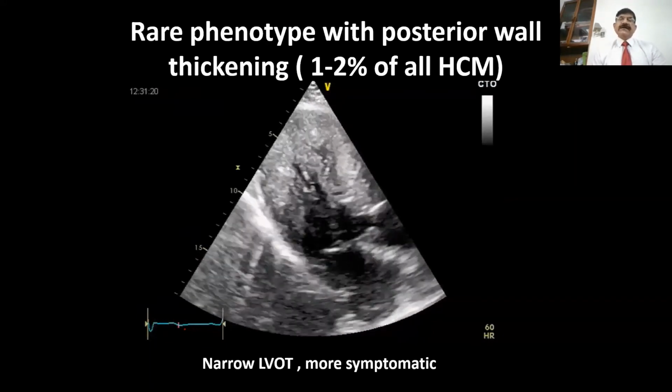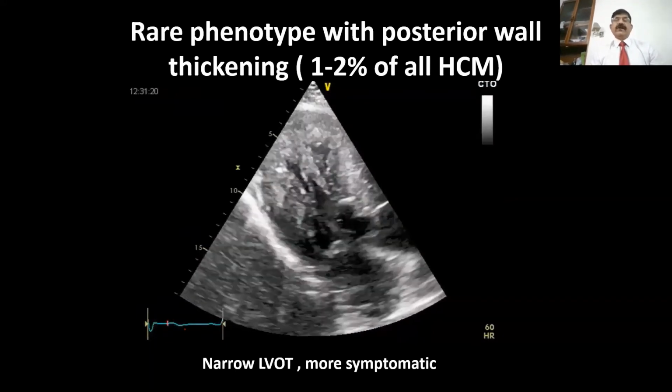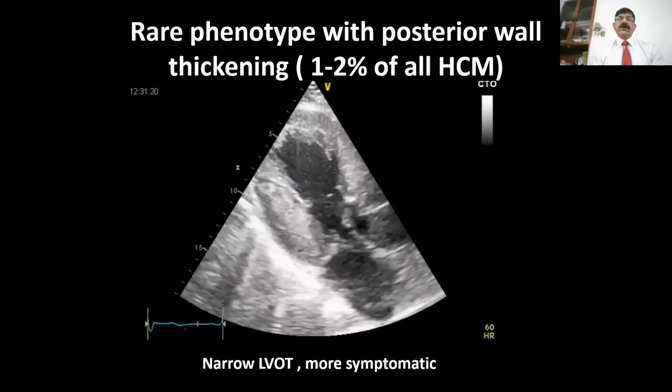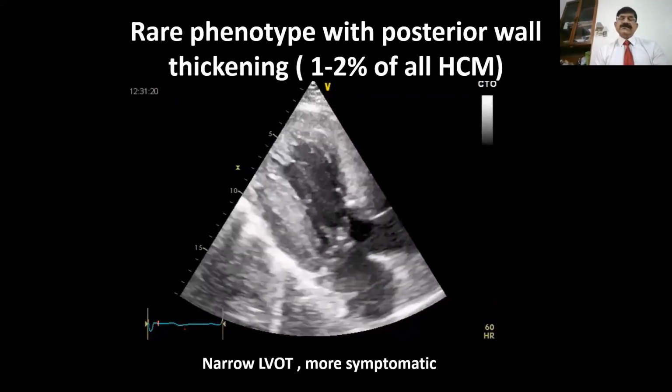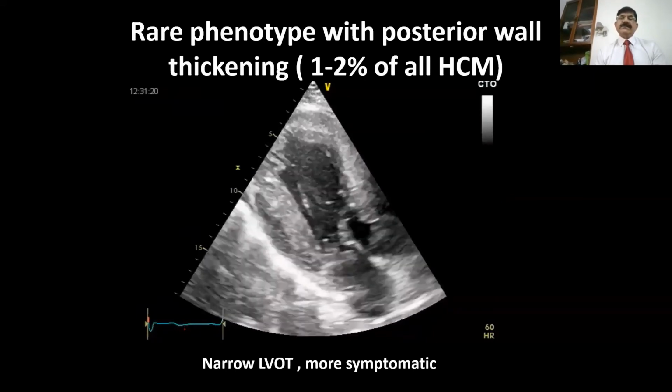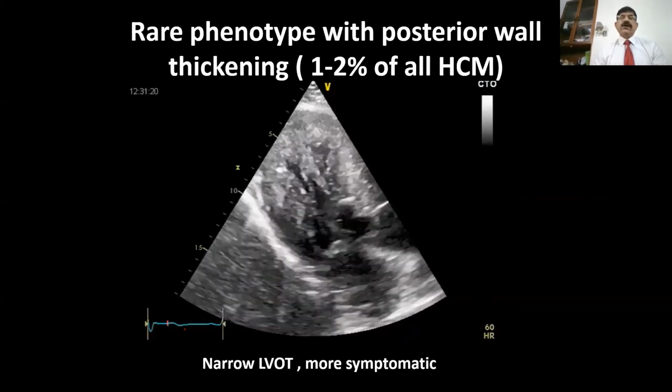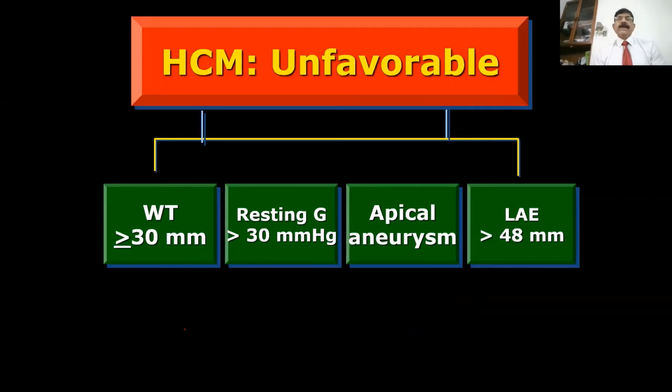There is another rare variety where the infralateral wall shows excessive thickening and all other walls show a small amount of thickening. This is a highly symptomatic variety present in 1 to 2% of all hypertrophic cardiomyopathy. Unfavorable prognosis of hypertrophic cardiomyopathy is seen in those people who have wall thickness more than 30 millimeter, resting gradient more than 30, apical aneurysm, LGE positivity, and left atrial enlargement more than 48 millimeter.